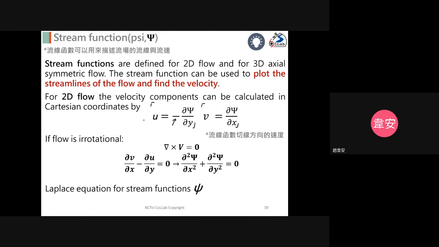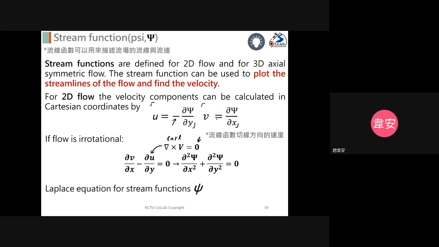Based on this equation, we also assume the flow is irrotational. In irrotational flow, the curl of the velocity field is equal to 0. We focus on the two-dimensional plane, so we can rewrite the curl of the velocity field as dv/dx minus du/dy, equal to 0.